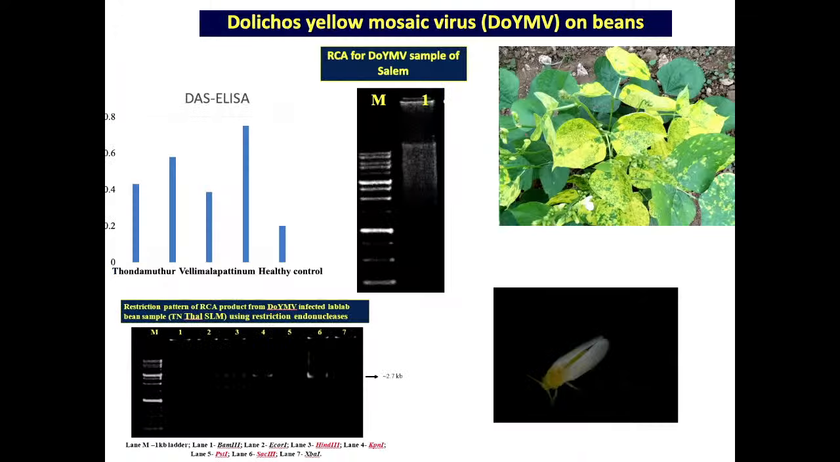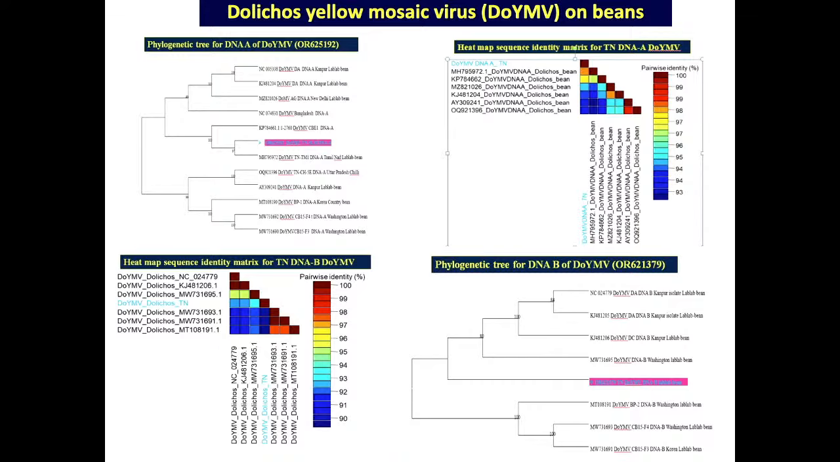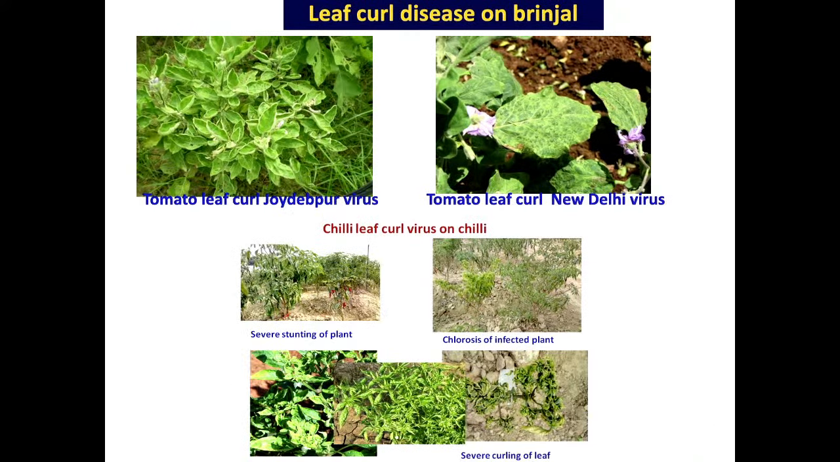Similarly, in beans, both in French bean as well as in field beans, we could get the Begomovirus Dolichos yellow mosaic virus, and that was aligning with some Washington Dolichos yellow mosaic virus and other Indian strains or isolates from Kanpur and so on. That is also distinct. Similarly, in brinjal also there is a complex of Begomoviruses.